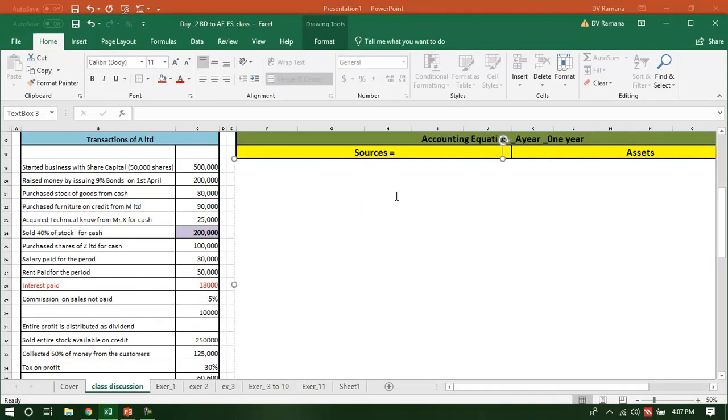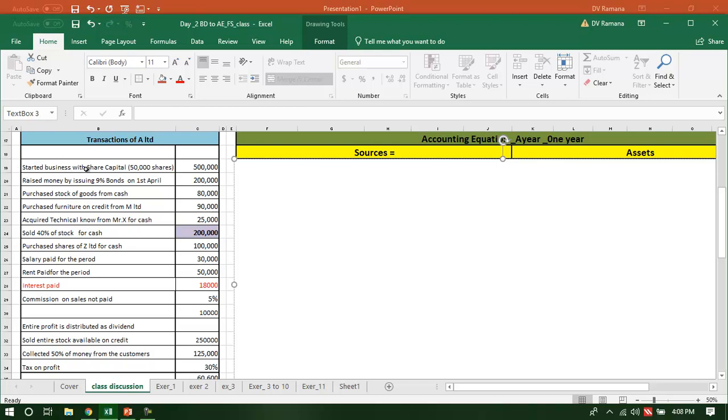In this session, we will try to understand the process of converting certain transactions into the accounting equation. We know that the accounting equation at any point of time shows that the assets of a company will have corresponding sources. So S will be equal to A at any point of time. You cannot have assets without the corresponding sources.